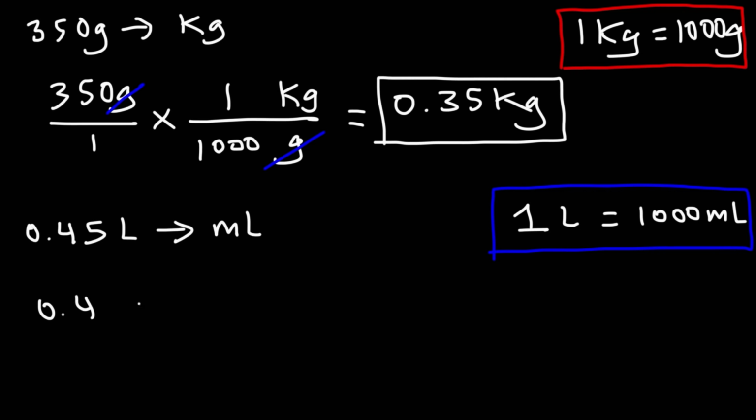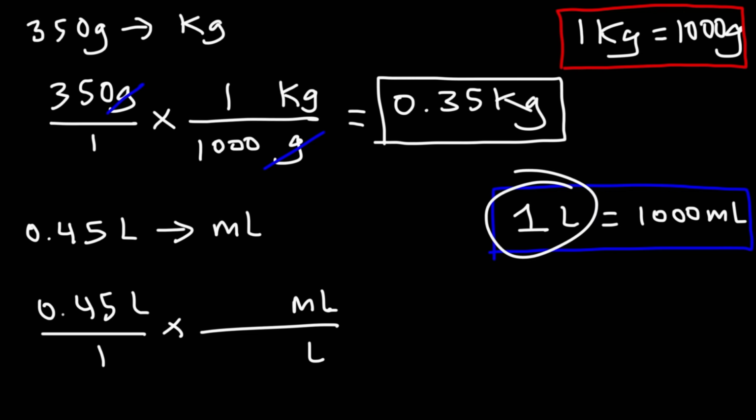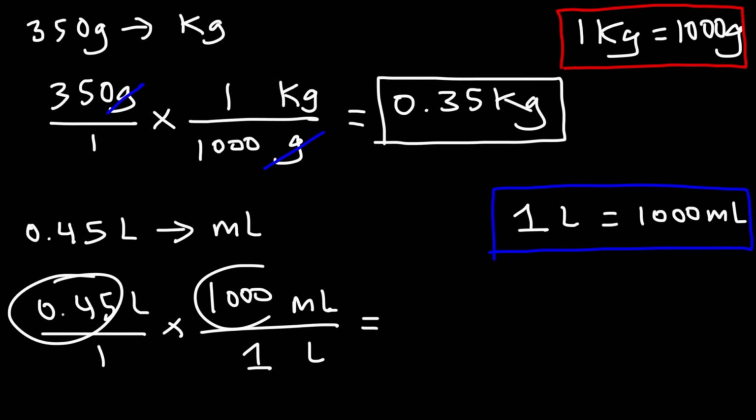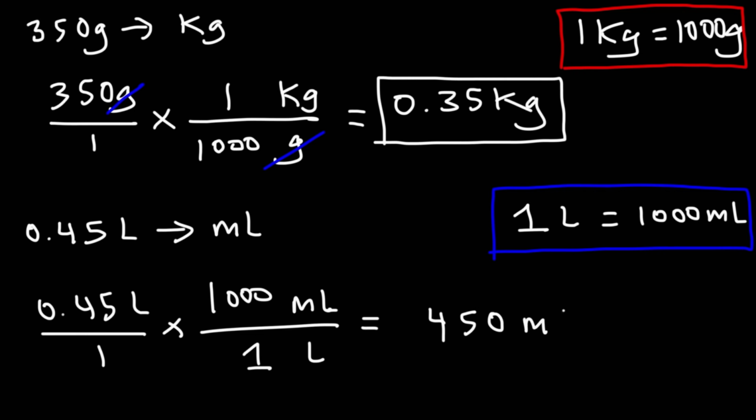Now let's start with what we're given, 0.45 liters. Since we have liters on the top, we're going to put that on the bottom, and then we're going to put the other unit, milliliters, on top. There's a 1 in front of liters, and there's 1,000 in front of milliliters. So this time, we need to multiply by 1,000 instead of dividing by 1,000, because these two numbers are on the numerator of the fractions. So 0.45 times 1,000, that's going to be 450.